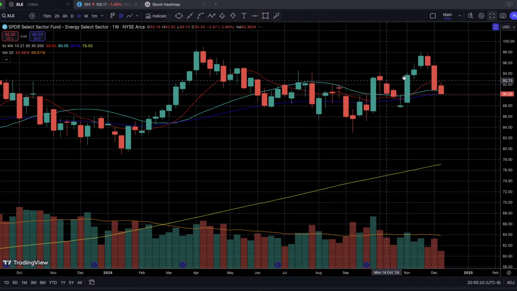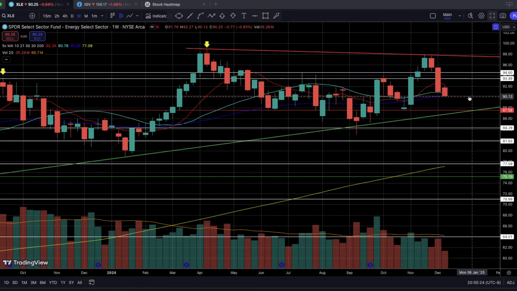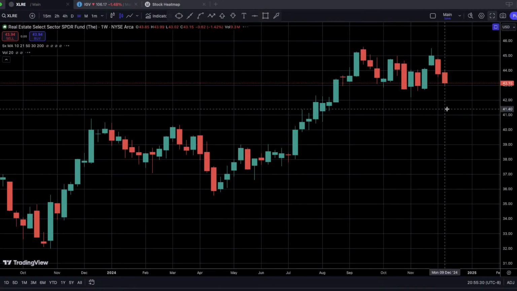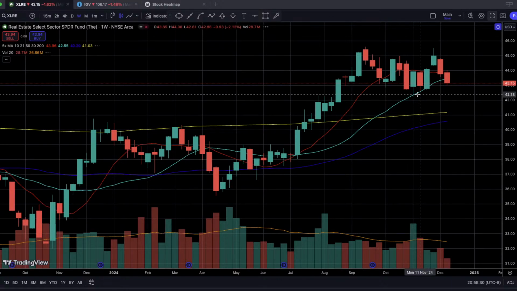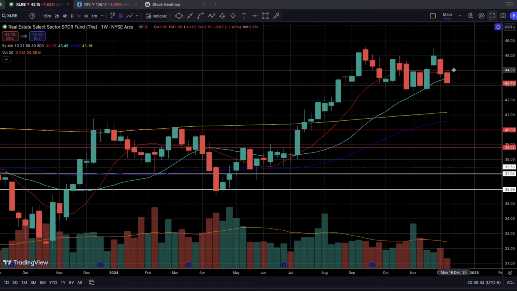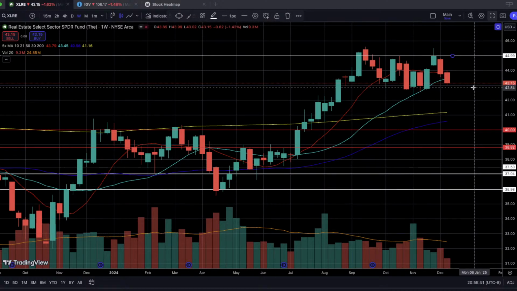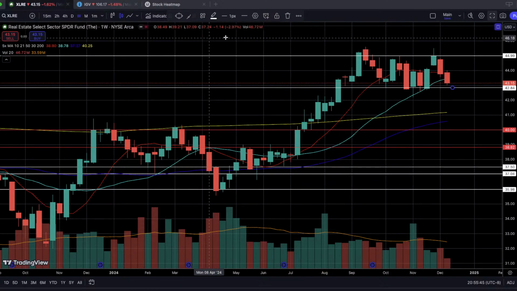So XLE, okay, look at that. Just take a look at my SMAs. Let's see what else. XLRE, okay, yep, XLRE here. So basically, hopefully you guys are getting my point here. We're seeing a very, very good potential sector rotation if we continue to see both IGV and SMH go lower.